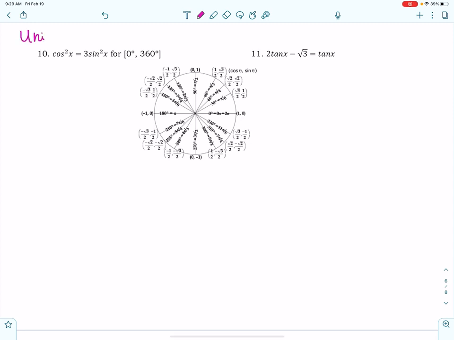Okay, pre-cal, we are in Unit 7, Topic 3, and we are going to conclude Topic 3 with these two examples. So, of course, I've got my unit circle here for convenience, and number 10 tells me that I have cosine squared x equals 3 sine squared x for 0 degrees to 360. So this is a restriction.